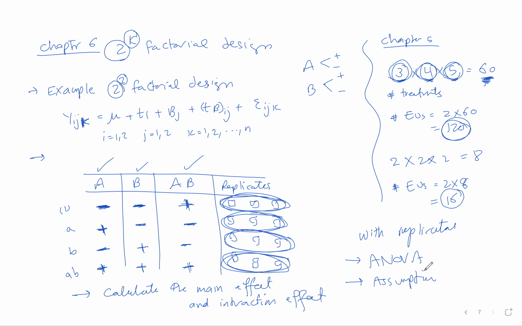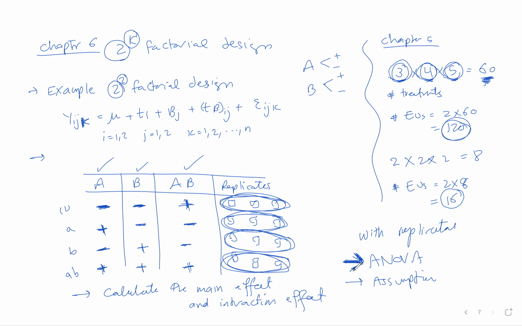But if you have no replication, in this case, there is a problem. The problem is what? You will be able to estimate the main effect and interaction effect, but you will not be able to go to the ANOVA table and test all of them simultaneously. Why? Because the degrees of freedom you have are enough to estimate all of them, but not enough to test all of them.